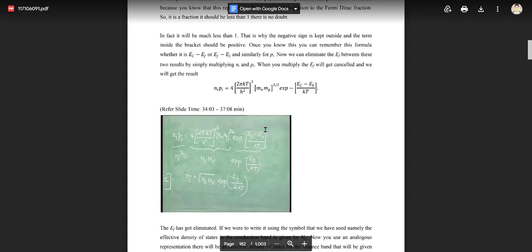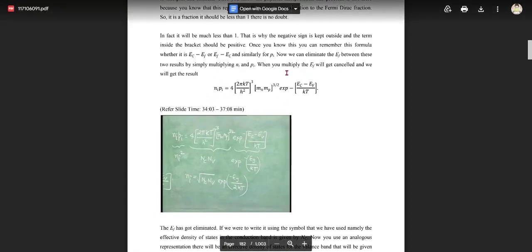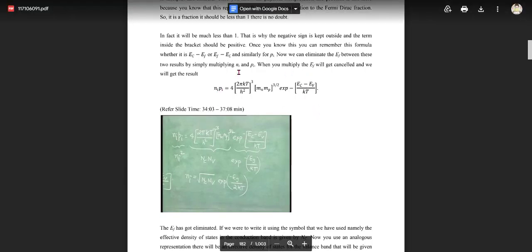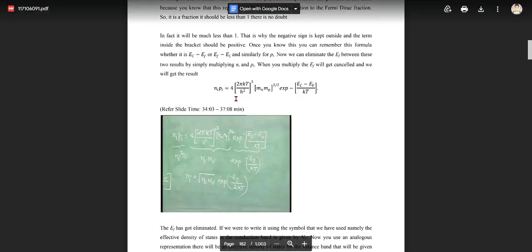Directly with GATE what happens is, this n_i p_i, this entire expression formula will not come. What they will give is, they will frame the question in such a way that any one relation you will have to use. Either this relation will come into use, or this relation, like the proportional relation, will come into use, not the entire formula. I hope you are clear.